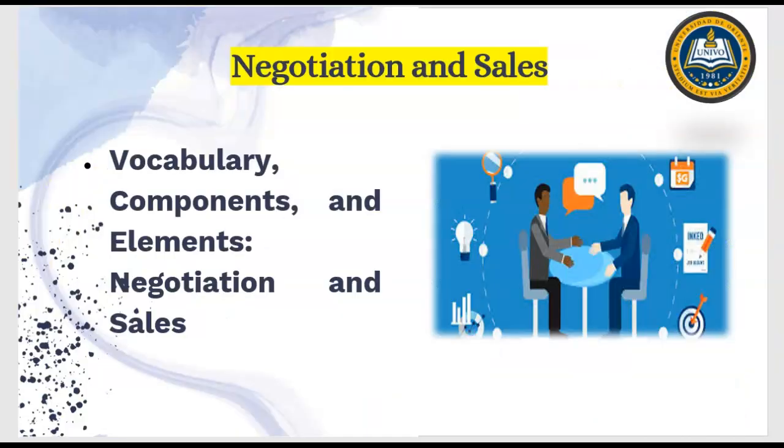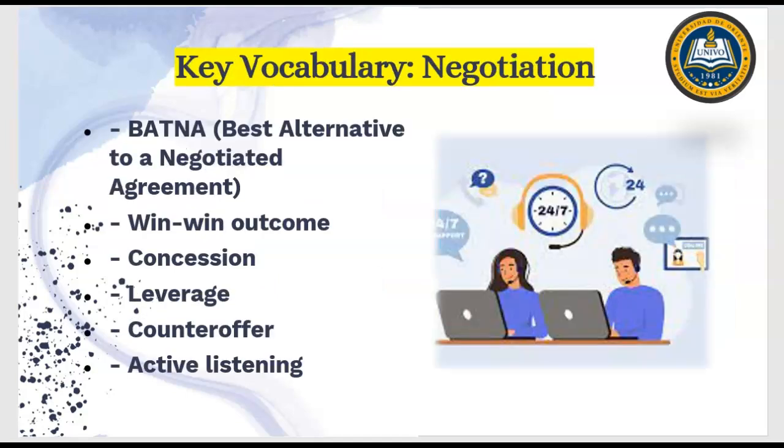So to start, here we have negotiation and sales. We are going to be learning some vocabulary. We are going to be discussing some components and some elements. It is really important to learn some elements when in a negotiation and when selling a product, selling a service, selling something. So we have to keep in mind those things. Let's start with the key vocabulary. We are going to be dividing it into two parts. The first one is negotiation and the second one is sales.